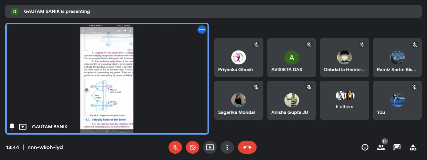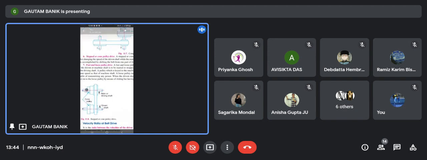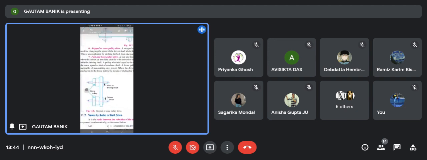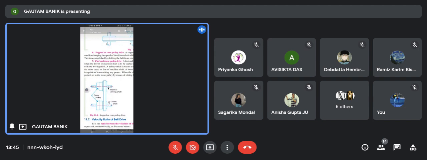And then another, the fast and loose pulley. This is called the step or cone pulley. This one, the step or cone pulley. Cone pulley means several pulleys are attached on one shaft, and several pulleys are attached on the other shaft in the opposite direction. When you want to increase or reduce the speed of the belt, you can do it easily. If you take the upper part as the driving shaft, the lower part is the driven shaft.